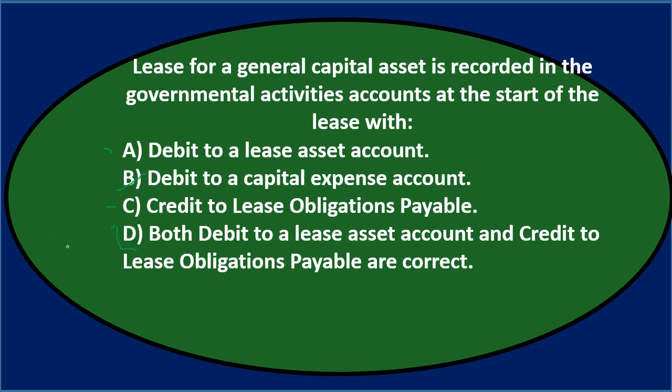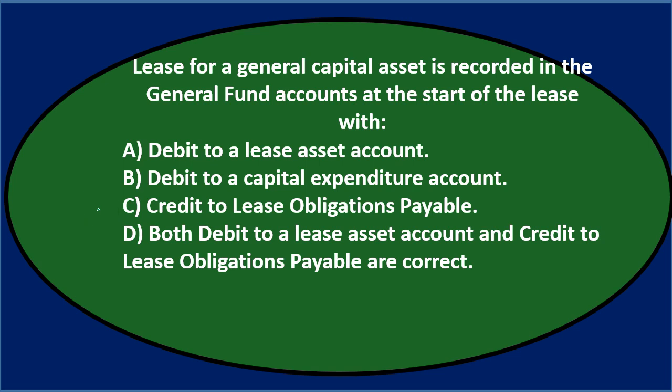Both a debit to the lease asset, so we're going to put it on the books as an asset, and a credit to the lease obligation payable, kind of like recording the liability, right? If it's a capitalized lease, we're going to put the asset on the books, and we're going to record the liability, which is going to be the present value of the sum of the lease payments.